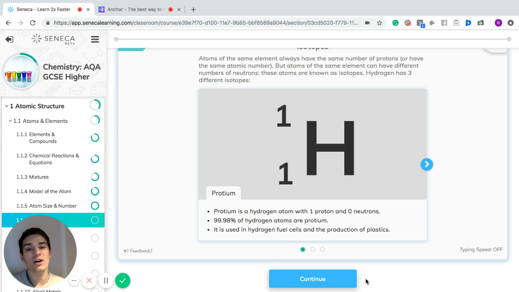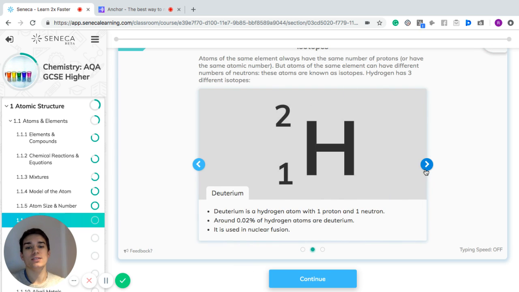99.98% of all hydrogen atoms are protium. And it's used in hydrogen fuel cells and also the production of plastics. The second isotope of hydrogen we're going to look at is called deuterium. So deuterium is a hydrogen with 1 proton and 1 neutron. Remember, it's got the same number of protons, but a different number of neutrons. Around 0.02% of hydrogen atoms are deuterium.